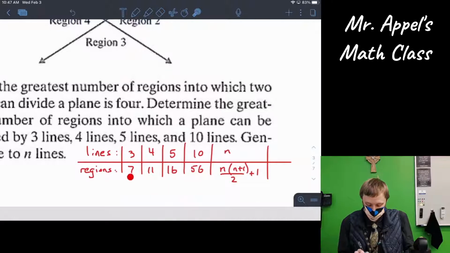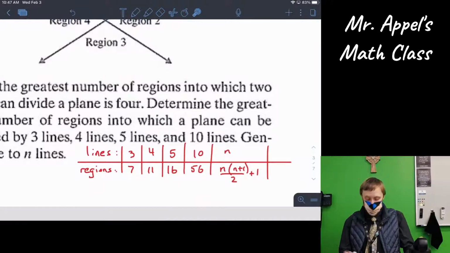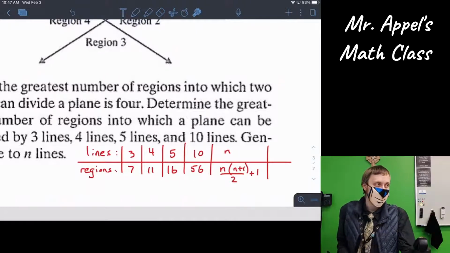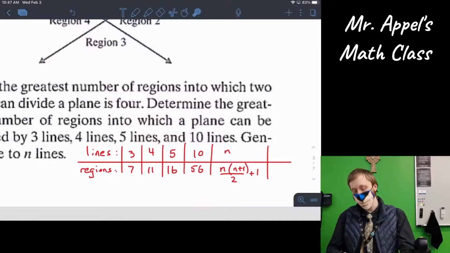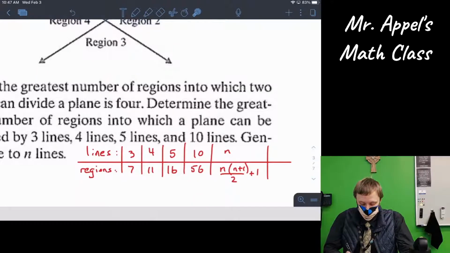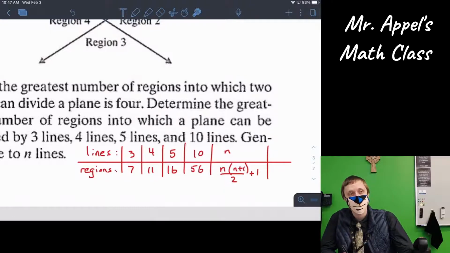But here we have the results for 3, 4, 5, 10 lines. You get 7, 11, 16, 56 regions. And so the general pattern turns out to be n times n plus 1 over 2. Hey, we've seen that before, plus 1.